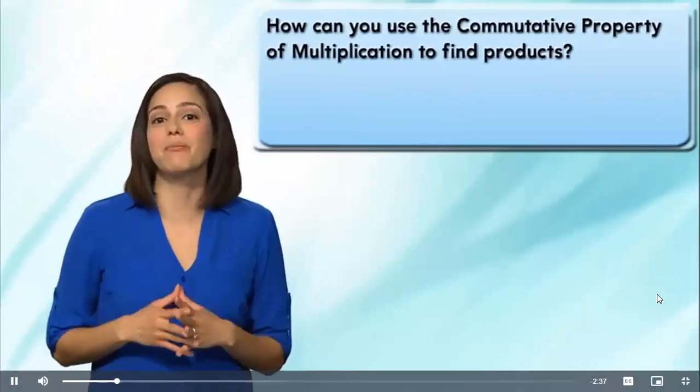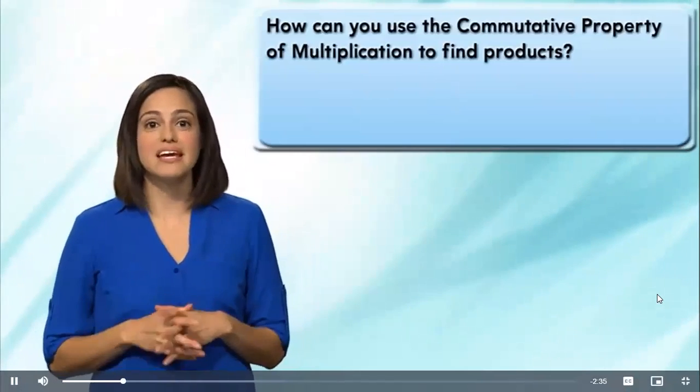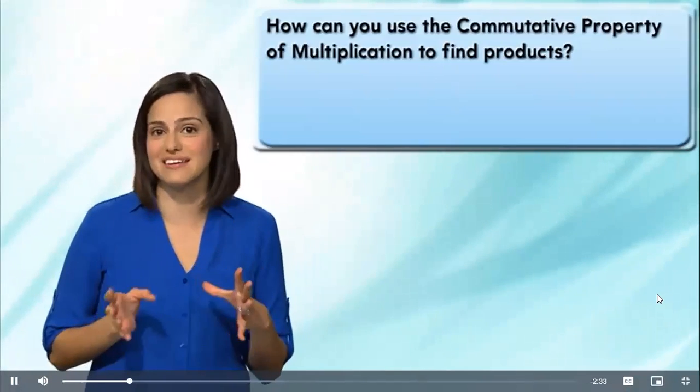Oh, hi there. I was just doing some bird watching. Here's a fun example I want to take a look at. It involves stickers and arrays.